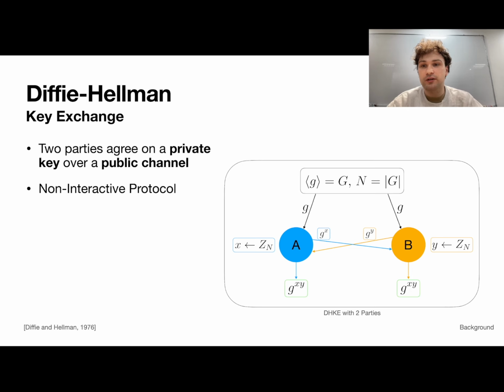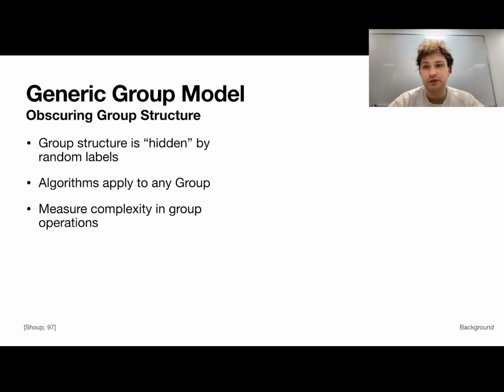In order to actually analyze this protocol, we're going to introduce something called the generic group model. The goal is to obscure the group structure so that instead of analyzing a specific instance of the protocol, for some specific group G, we're going to analyze the security of the protocol with regard to any possible group G.